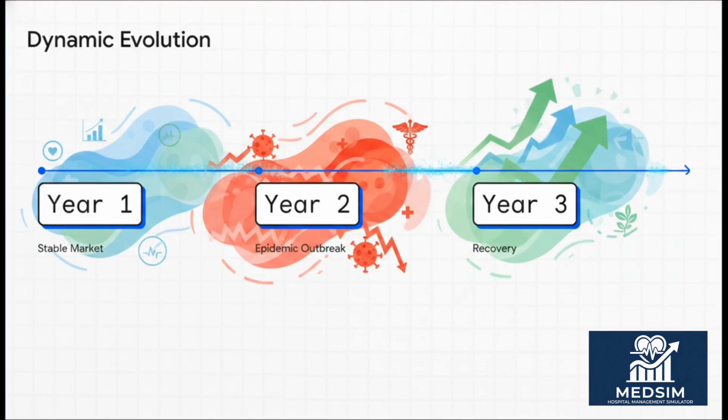But wait, it gets better. You aren't stuck with just one scenario for the whole run. Instructors can use this dynamic year-by-year evolution feature, meaning you can craft a full multi-year narrative arc. Start year 1 with a stable market, let them get comfortable, then bam, year 2, epidemic outbreak, crisis management mode. By year 3, you shift them into recovery. This dynamic timeline forces students to constantly adapt their strategies, exactly like real healthcare administrators have to do.